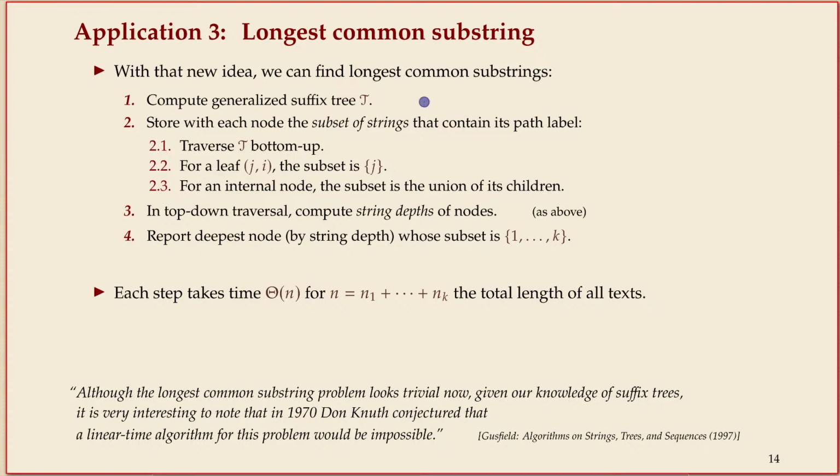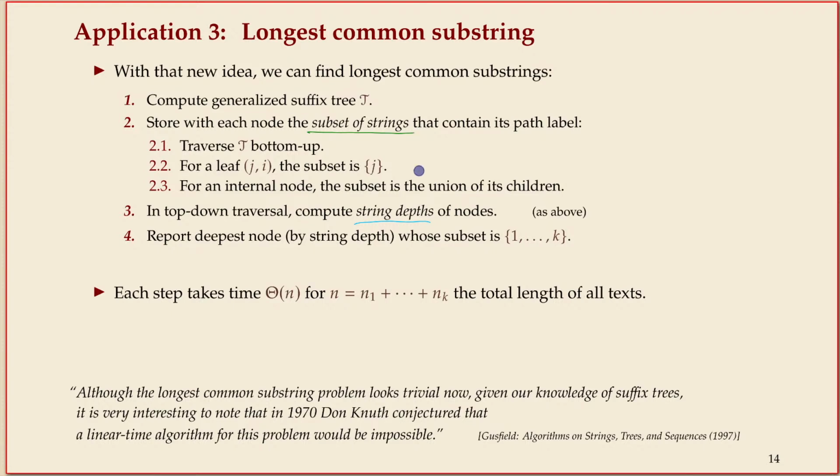It computes the generalized suffix tree for our collection of texts. Then we compute the string depths in the second step, same as before. Another thing we compute is the subset of texts that have a leaf below a certain internal node.